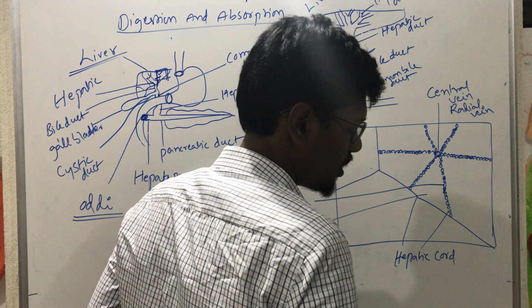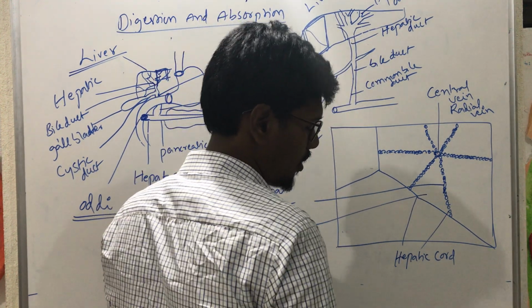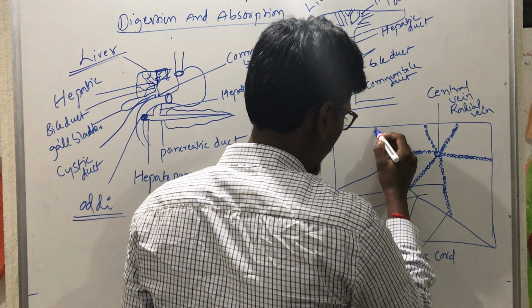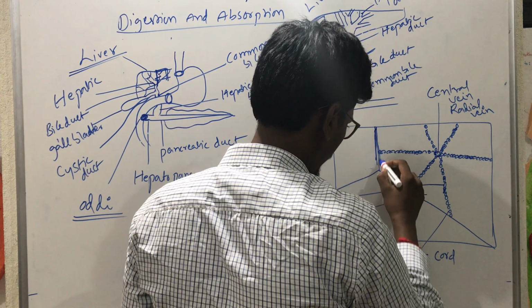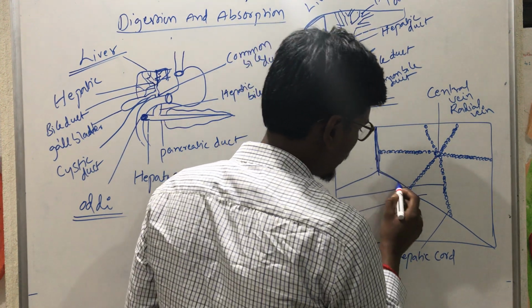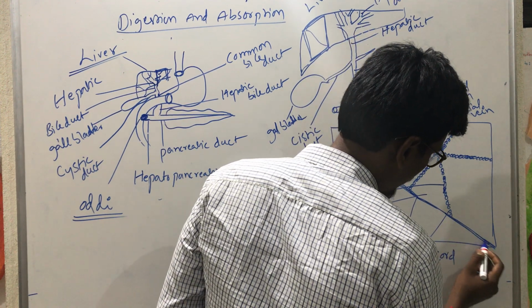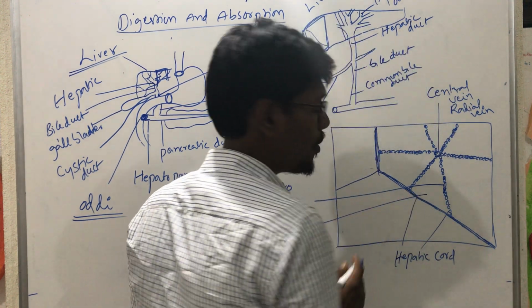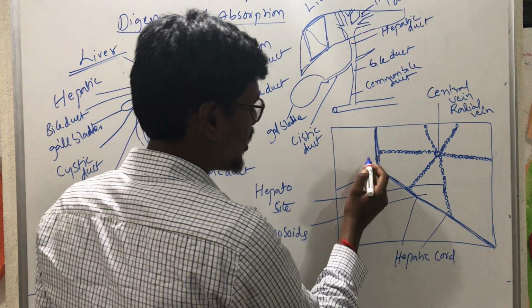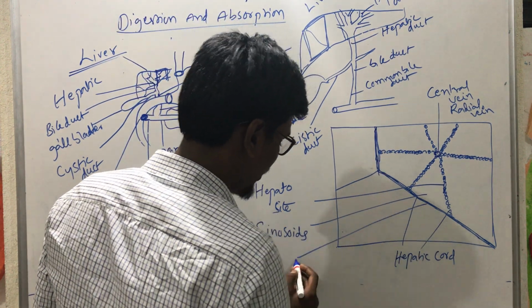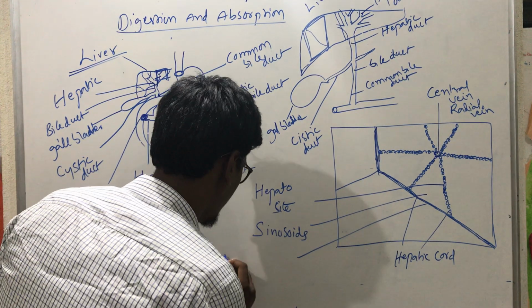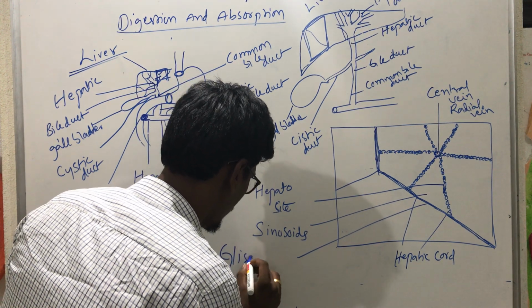This is called the central vein, and at the border, in the membrane, there is Glisson's capsule.